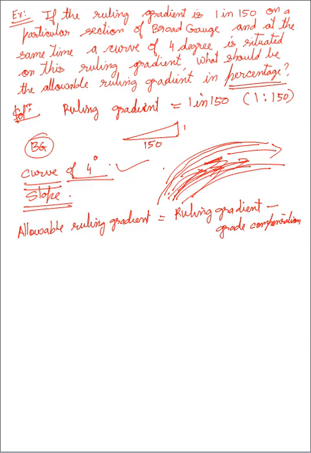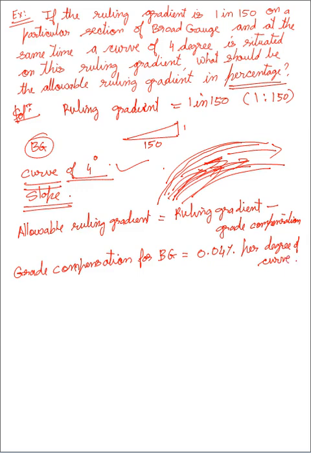Now see, we know the formula, that grade compensation for BG, broad gauge track, is 0.04% per degree of curve. So here how many degrees of curve are we having? We are having a 4 degree curve, right? And they have given the ruling gradient. We know the ruling gradient, that is 1 in 150.